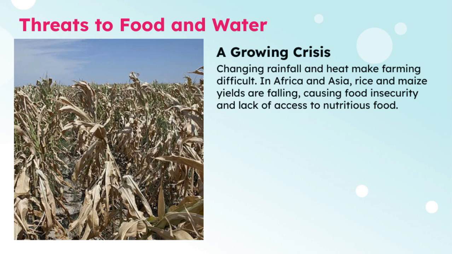Water availability is also affected. Drought can reduce river levels, reservoirs, and groundwater supplies. Glaciers that supply rivers may shrink. At the same time, hotter temperatures increase evaporation, meaning more water is lost from soil and reservoirs. The result can be a growing crisis: less reliable food production, less clean water, and more people facing insecurity.